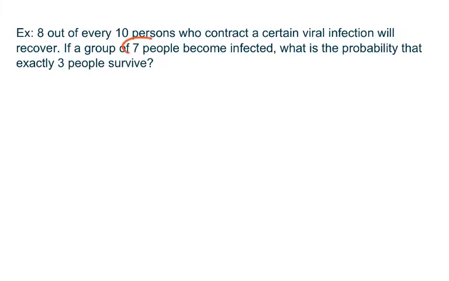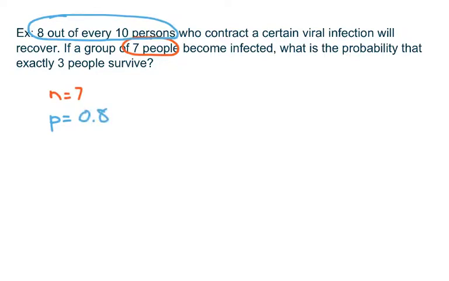I think this one right here, the group of 7 people, that is going to be our N value, because that's our test group. That's our number of trials. So we can say that N is equal to 7. Now this 8 out of every 10 persons who recover, that's going to be our probability of success, because success would be surviving this virus. So we can say that our P value is going to be 8 out of every 10, which is 0.8.